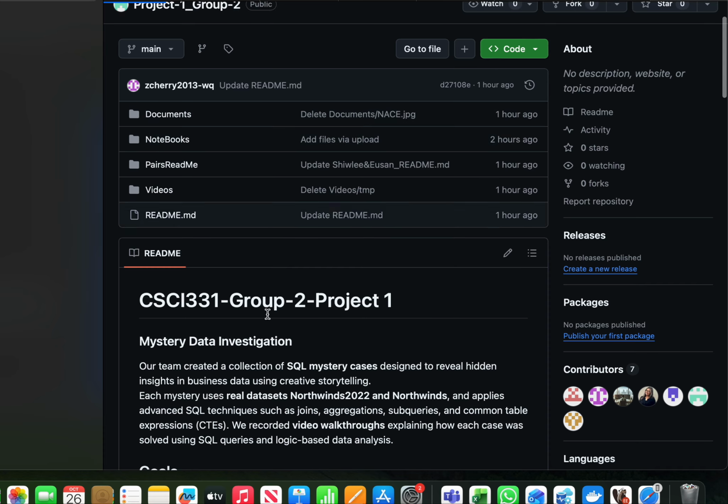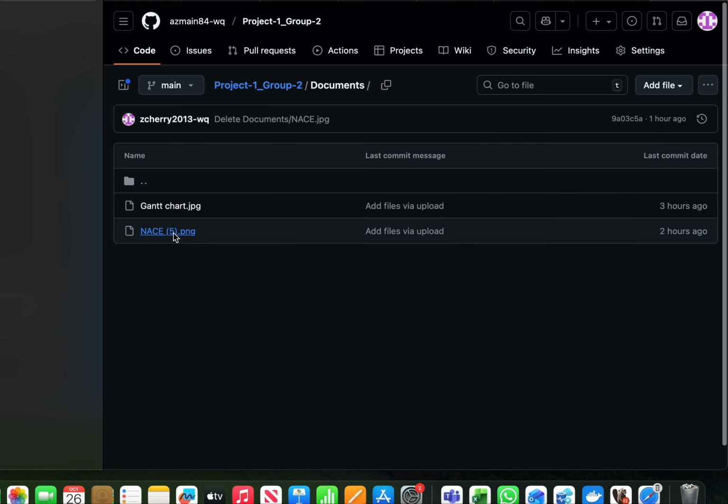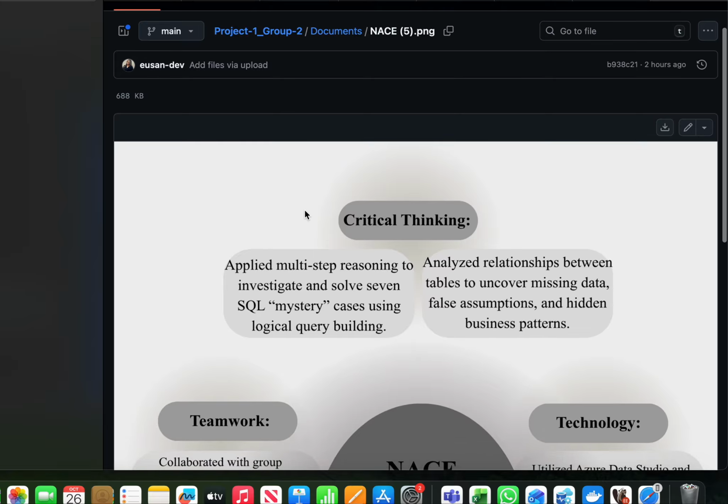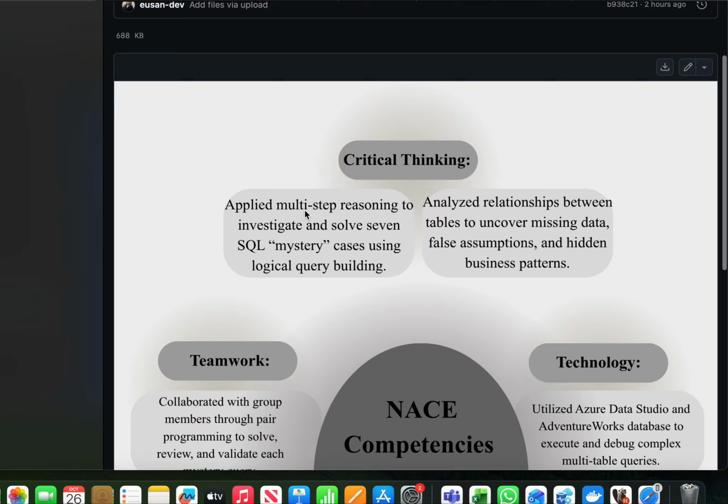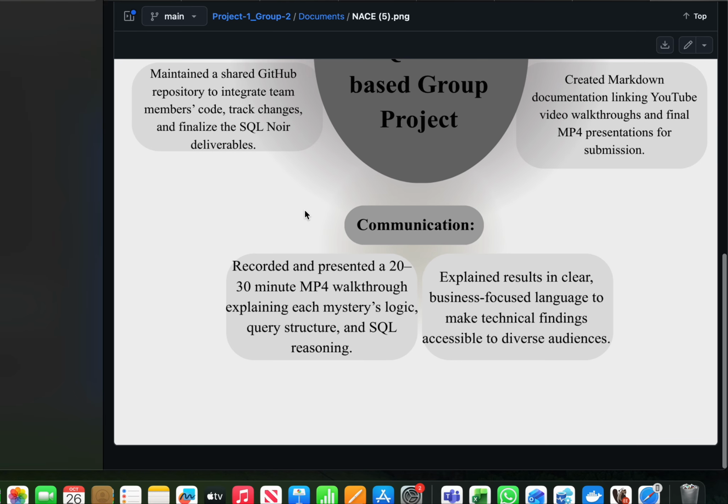Okay, I just want to show the NACE chart we made. Okay, and this is the chart. So I'm up to the communication part.